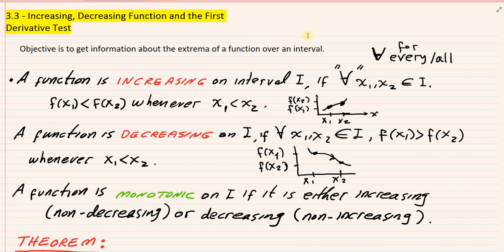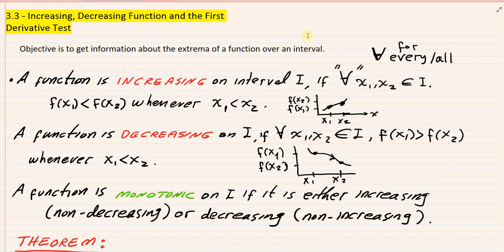In section 3.3, we're going to talk about increasing, decreasing functions and the first derivative test. The objective of this section, of course, is to find the extrema, that is the maximum or the minimum values of the function if they exist over an interval. Before we actually look at the first derivative test, however, let's talk about a couple of ideas here, that is increasing, decreasing functions.